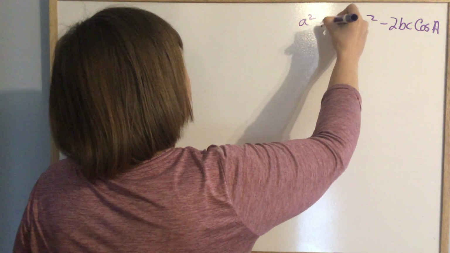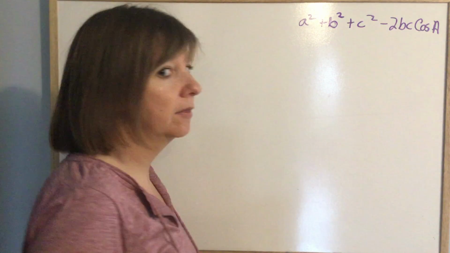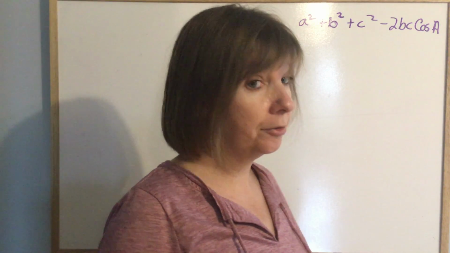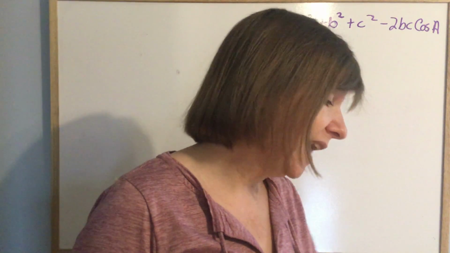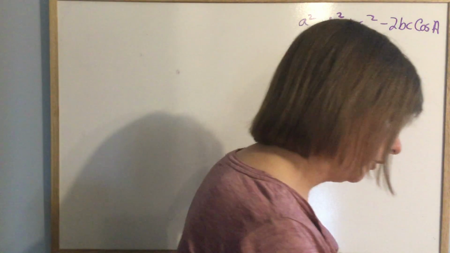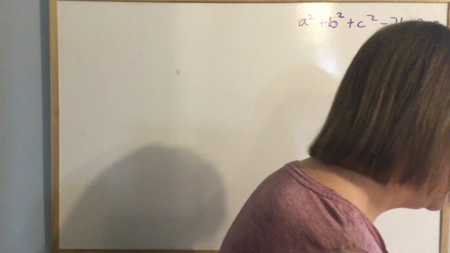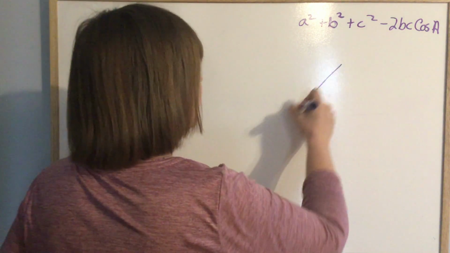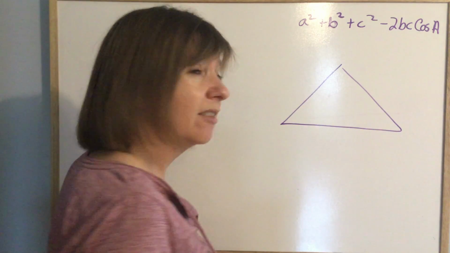So I said one of the times you use law of cosines is if you know all three sides and you don't know any angles at all. So they give you triangle ABC. And again, if they don't give you the picture, it doesn't matter how you draw it.